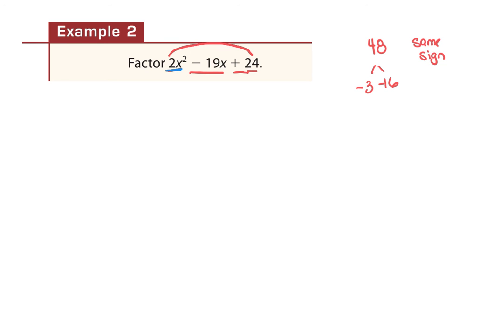I'm going to leave the 2x squared exactly the same. I'm going to rewrite the -19x as -3x and -16x. Make sure you put your variable in there. All right, -3x and -16x. Then leave the 24 alone. I have 4 terms, so I'm going to factor by grouping.